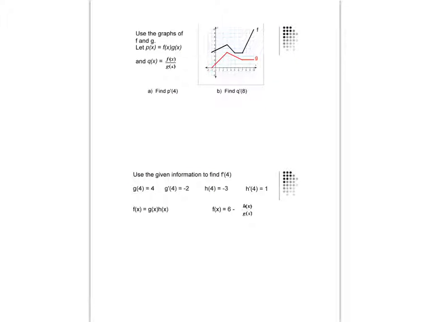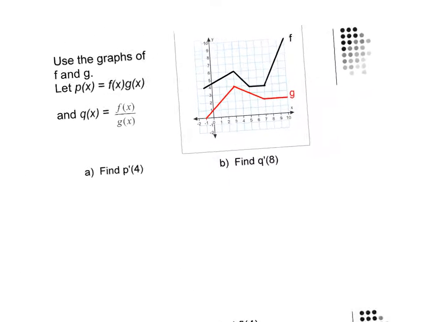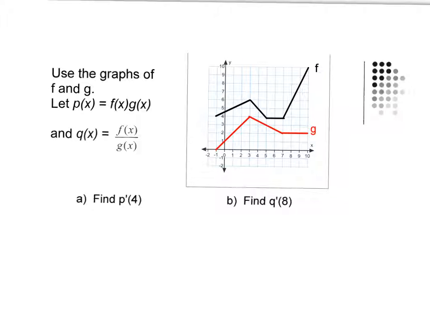All right. For the next little bit here, guys, you're going to actually have to look at the graphs. And what I want you to think about is if you're using the quotient rule or the product rule, you can actually write it out and then just plug in what you know, okay? So for this first part, let's just look at the top graphs. It asks you to find P prime of 4 and Q prime of 8.